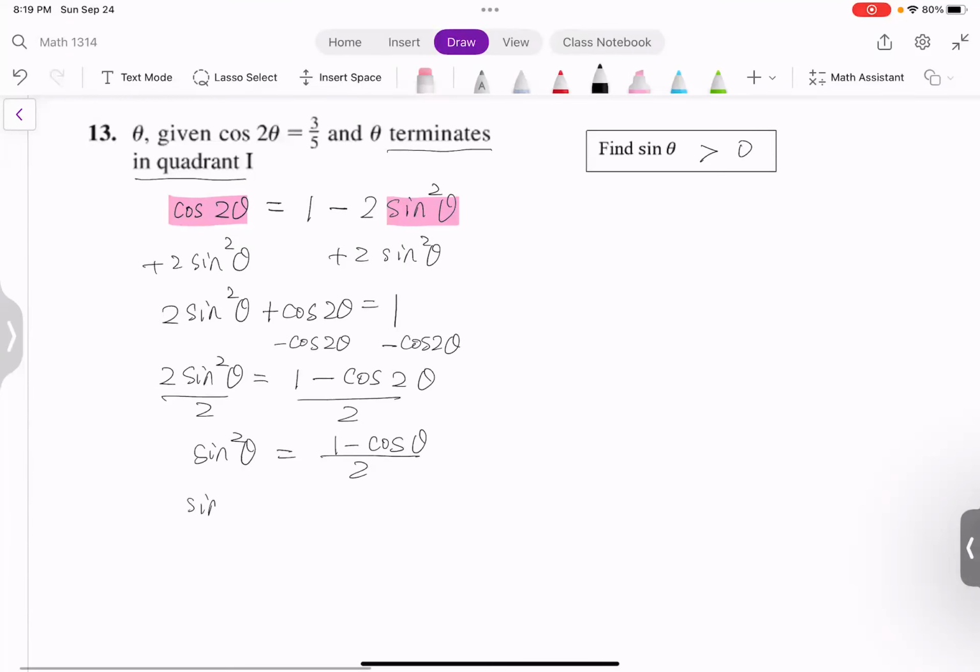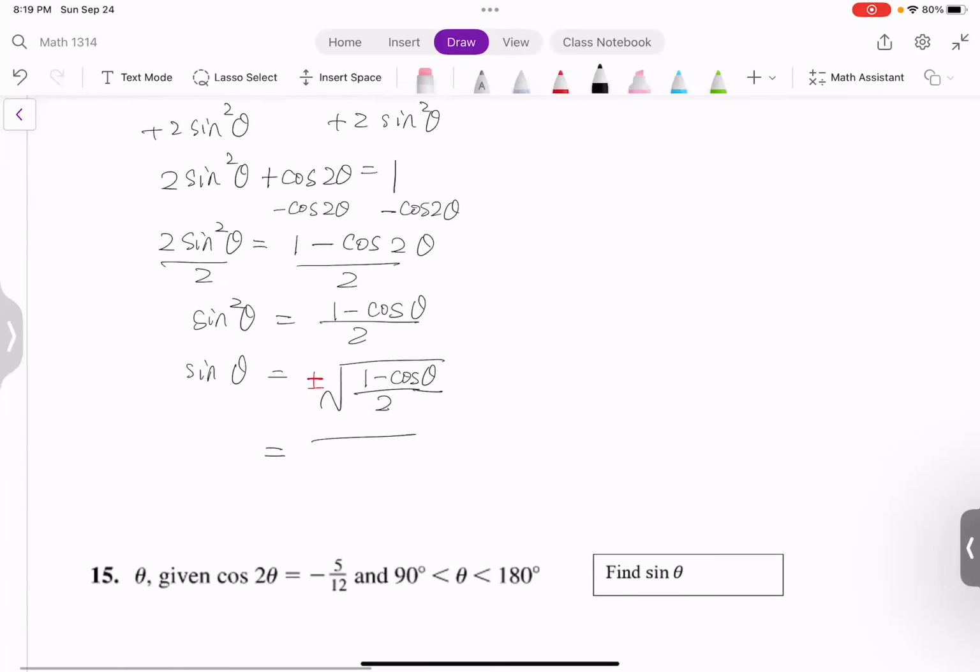And to isolate the sine theta, take the square root of both sides. In the square root, we have 1 minus cosine 2 theta, all of them divided by 2. I need to decide if it is positive or negative. The given information says theta is in the first quadrant, so it's positive. That means I only need to keep the positive sign. 1 minus cosine 2 theta over 2. I missed some information. Do not copy the wrong things. This is 2. Do not lose your 2.